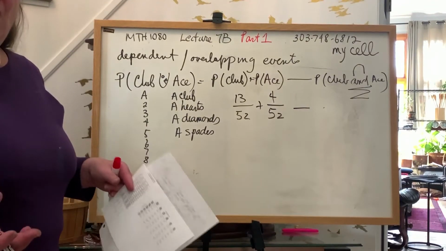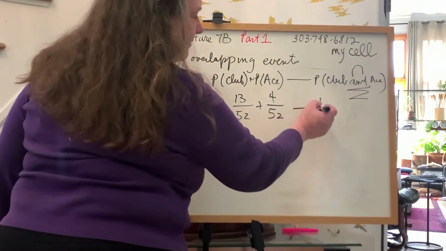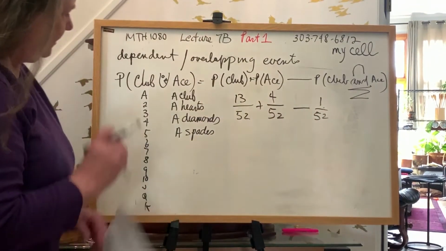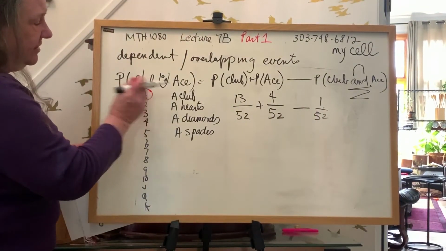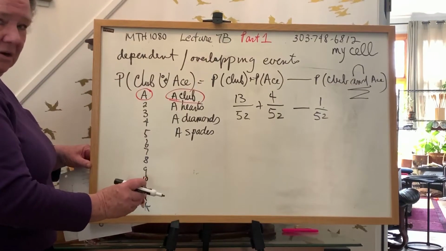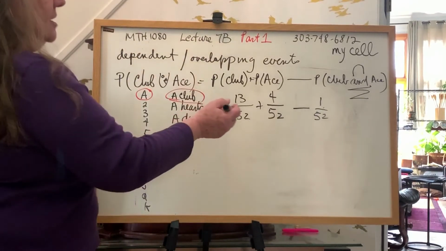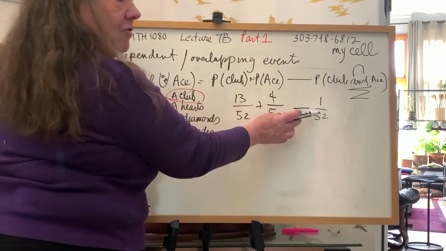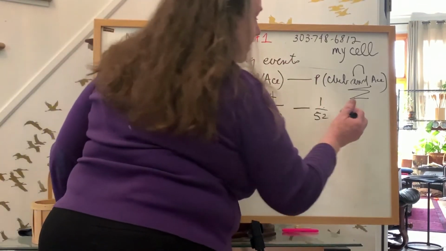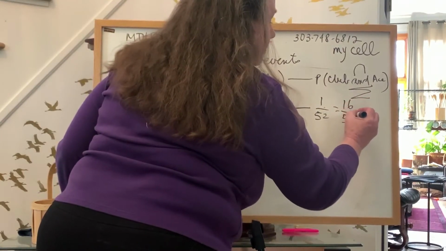You obviously can say the ace of clubs. Well, there's only one ace of clubs out of 52. And I labeled these for you. Here's the ace of clubs, and here's the ace of clubs. So if I count it here, I don't want to count it twice. They've overlapped. So I have, this is my overlap. 13 plus 4 is 17, minus 1 is 16 out of 52.